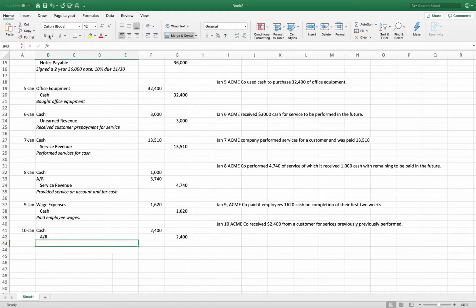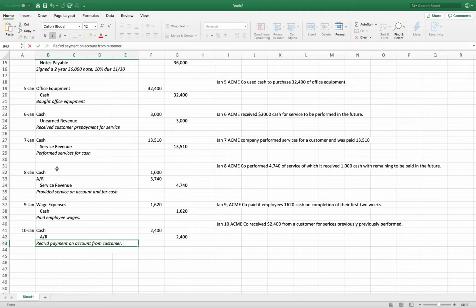I'm going to italicize my explanation and I'm going to say what happened here. Well, received payment on account from customer. Okay? Now that, my friends, is the typical 10 journal entries that every business is going to make, and you will see these from now until the end of your accounting career.